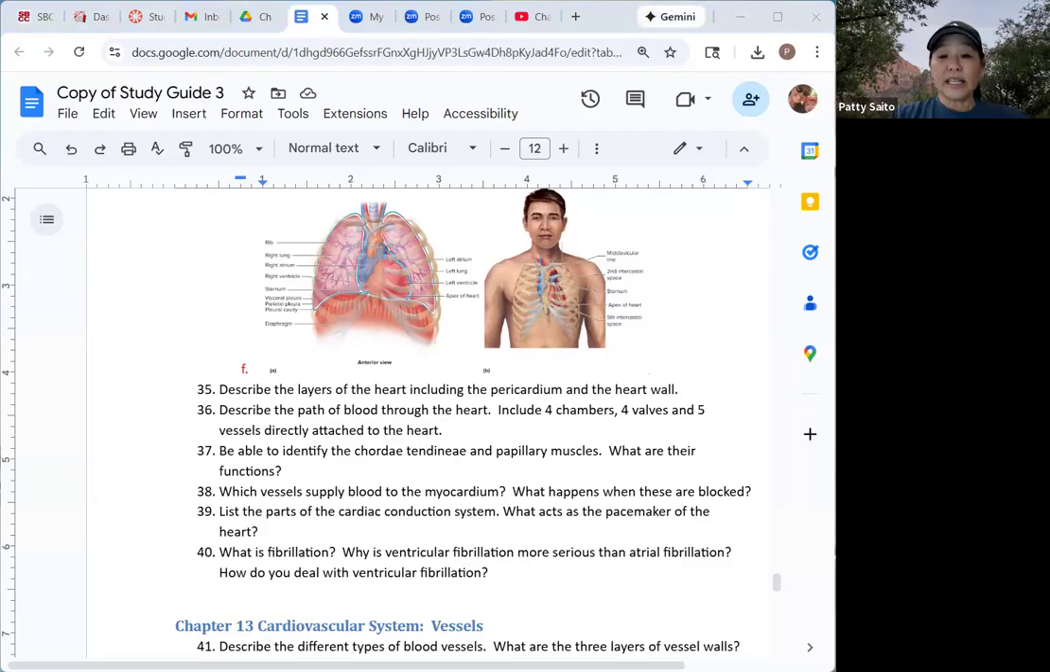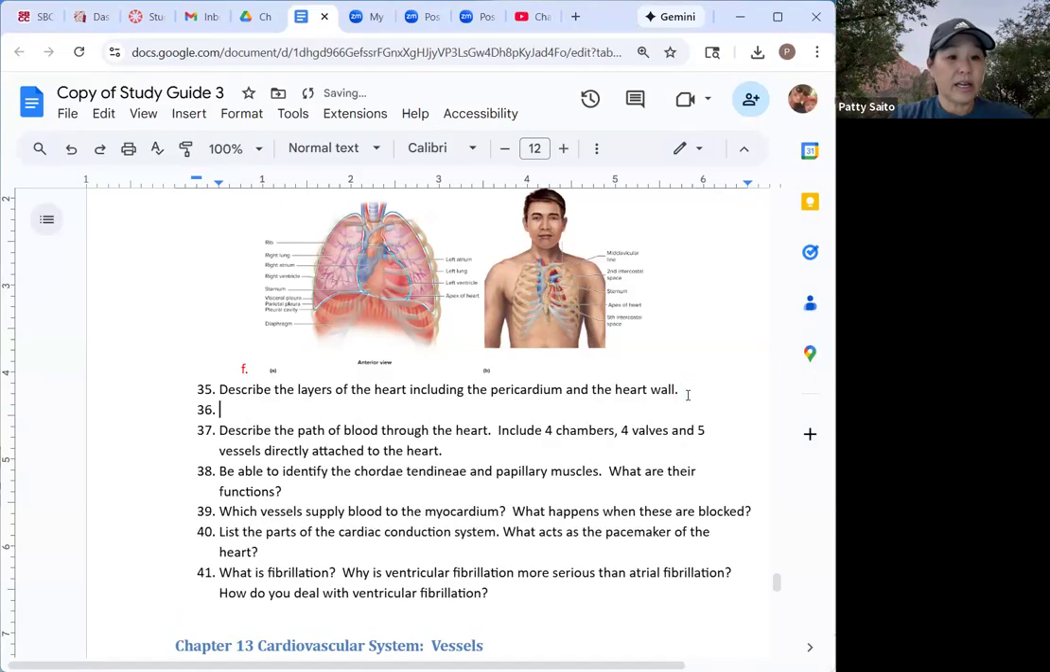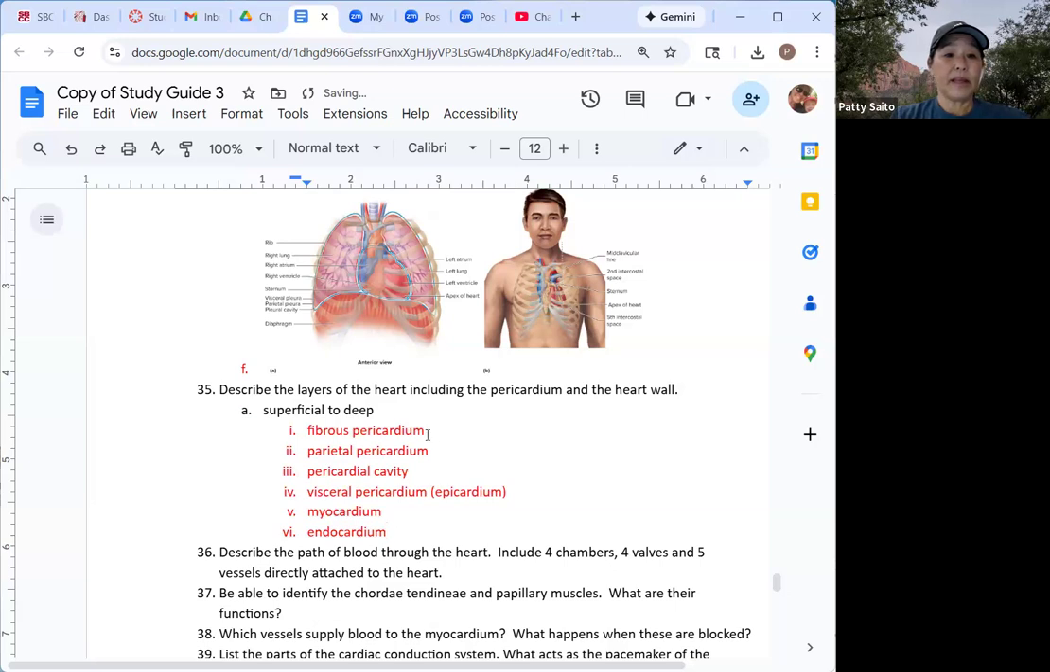All right, next question. Let's take a look at the heart and look at the layers of the heart. I'm going to list them here. We'll start with superficial to deep, so we're going from the outside and moving inward. These are the different layers: fibrous pericardium, parietal pericardium, pericardial cavity, visceral pericardium, sometimes called the epicardium, myocardium, endocardium.